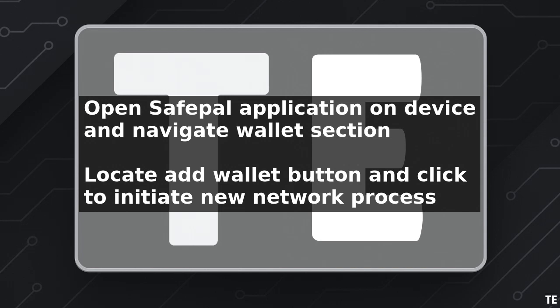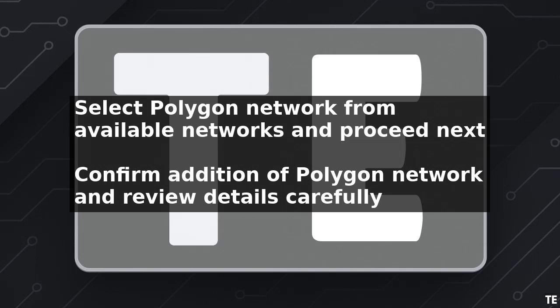new network. This will prompt you to select the type of wallet you wish to add, which in this case is the Polygon network. Select the Polygon network from the list of available networks. Then proceed to the next step. You will be asked to confirm the addition of the Polygon network. Review the details to ensure they are correct, and then confirm.